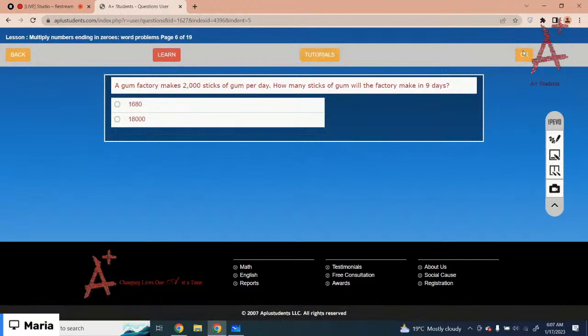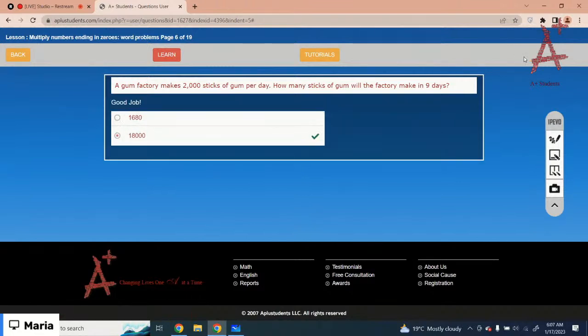A gum factory makes 2000 sticks of gum per day. How many sticks of gum will the factory make in 9 days? So which is the correct option? Multiply the non-zero numbers. So 9 times 2 is 18. So that would be 18,000. You have to add the 3 zeros. Got it? Add the same number of zeros that would be with the numbers. It would be 18,000. Yes, very good.